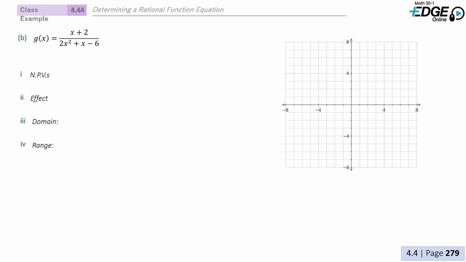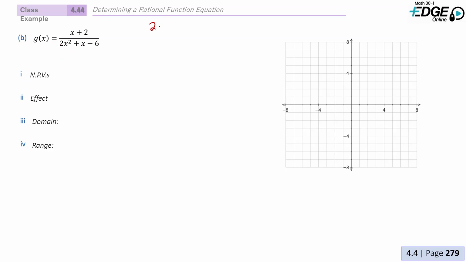Okay, let's take a look at b. So we have g of x is equal to x plus 2 over 2x squared plus x minus 6. All right, so just like last time, let's factor this. This is one of those more difficult ones where we're going to have to deal with this leading coefficient that is not equal to 1. So let's factor this first.